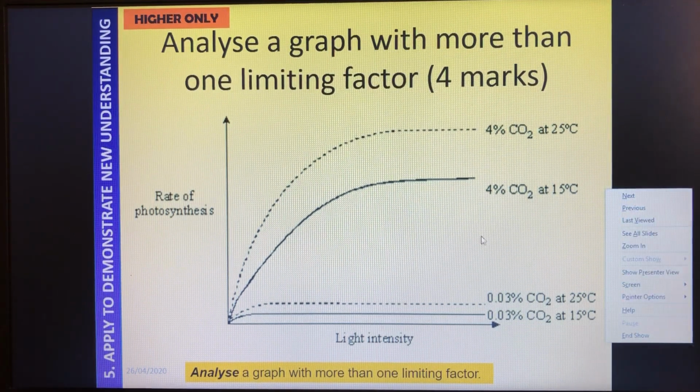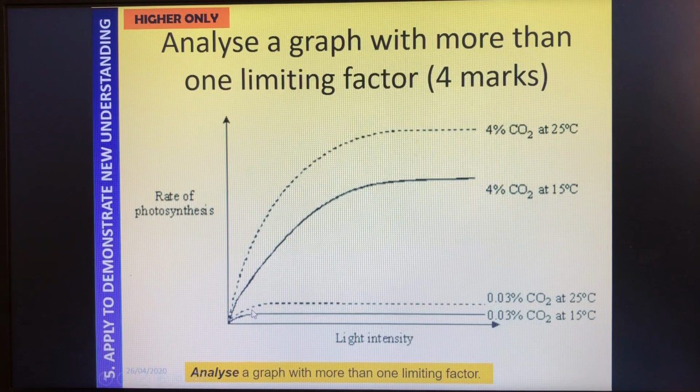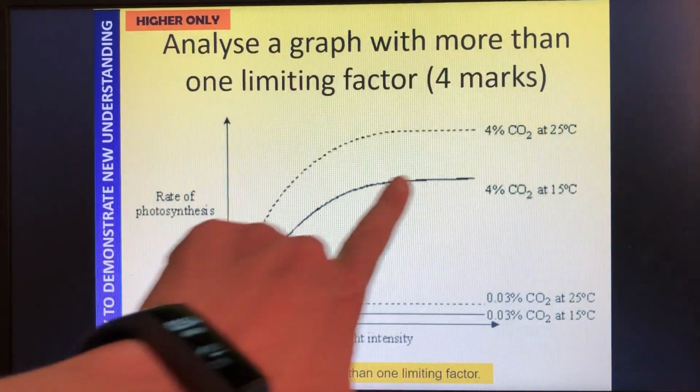Oh, didn't want to do that. Okay, you can see it's just here using the mouse, and increasing light intensity hasn't really had a massive impact, okay? And then what I do is I decide, right, okay, the next variable I'm going to do is I'm going to increase the carbon dioxide to 4%, still keeping my temperature at 15. And so that is this line here.